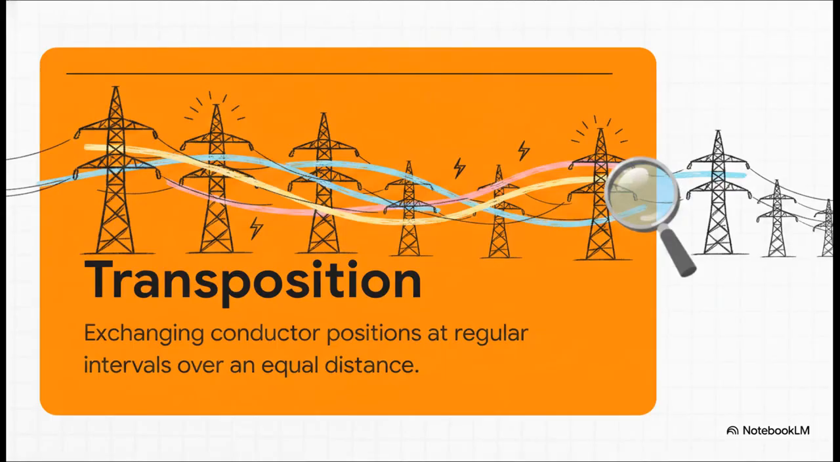That solution is called transposition. Transposition means they quite literally exchange the physical positions of the conductors at regular intervals along the line. Over a specific distance, the wire on the left crosses over to the middle, the middle moves over to the right, and the right swings all the way to the left. By the end of the run, every single conductor has occupied the original position of every other conductor for an equal distance. This perfectly, elegantly balances out all those unequal flux linkages.